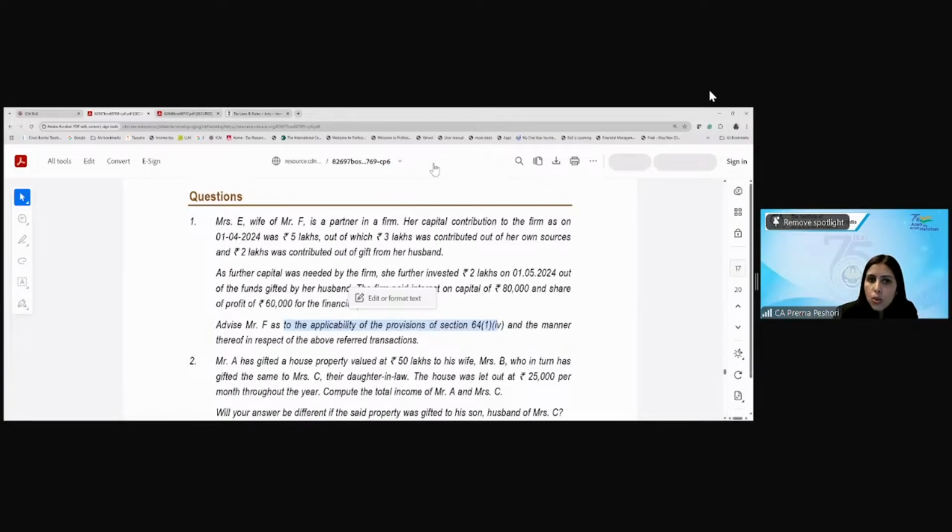The capital that you take is as on 1/4/2024, as on the first day of the previous year, not as on the last day of the previous year. So you will not include this additional capital which is contributed on 1/5/24. You will go on the basis of this 5 lakh. So the total is 5 lakh, 3 was her own, 2 was the husband's contribution. So 80,000 into 2 divided by 5 will give you the amount to be clubbed in the hands of the husband, which comes to 32,000.